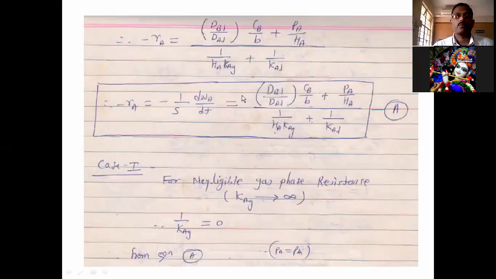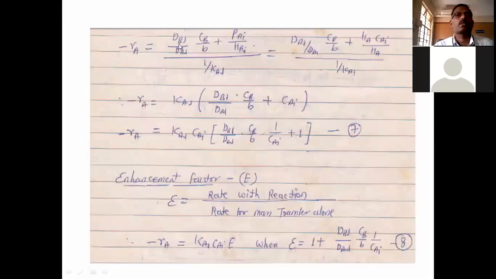If this is like this, then this term is nearly 0, so only this 1 upon Kl remains. So this equation we can rearrange. So minus R is dBl upon dL, Cb upon B plus Pa upon Ha, 1 upon Kl. Because if there is no gas film resistance, then Pa is equal to Pai. Pa is equal to Pai because there is infinite diffusion rate, the mass transfer rate is very high in the gas film. So in the bulk of the liquid and at the interface, the partial pressure of A is the same.